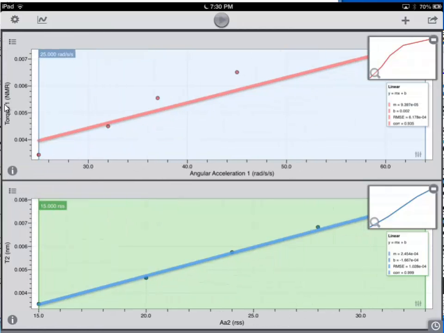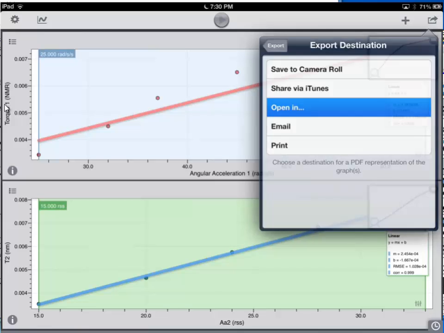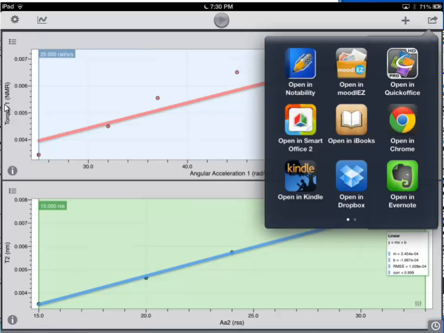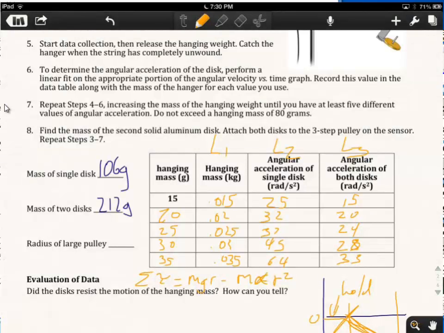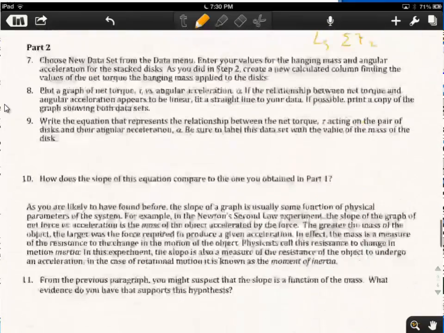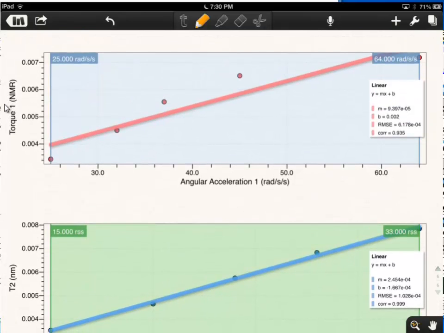Okay, now the thing that we're really interested in on that part is the slope of the lines. I'm going to open the graphs into Notability real quick so I can draw on it and show you what's going on. Okay, and we'll just add it to the current note. So let's take a look at this. These graphs show me quite a lot of information. Over here is torque, over here is angular acceleration, and it is fairly linear.